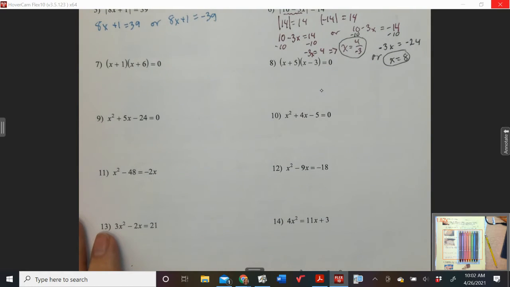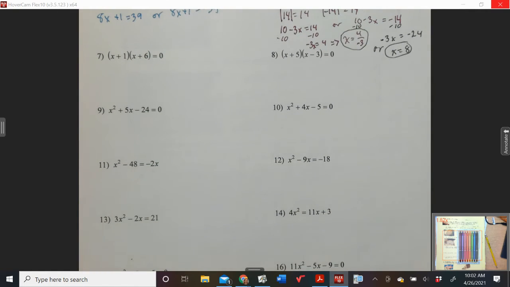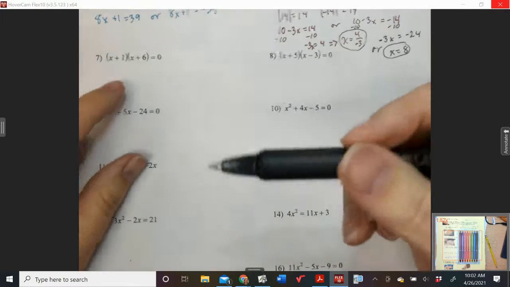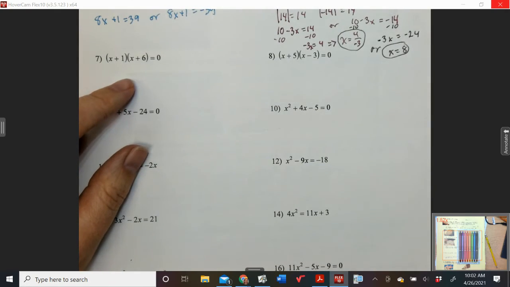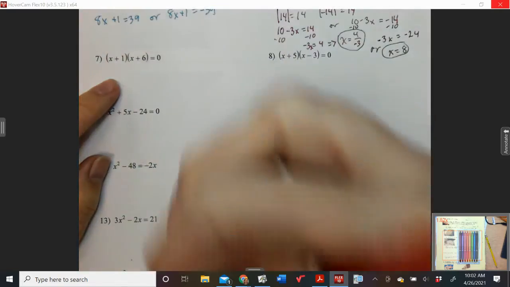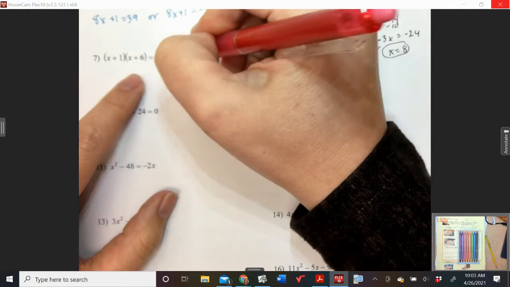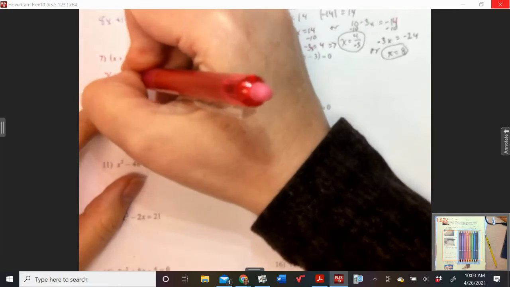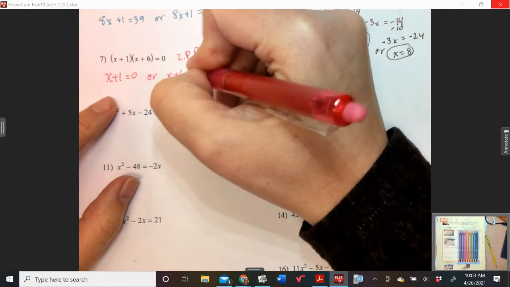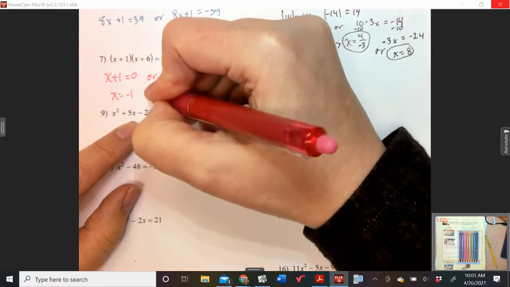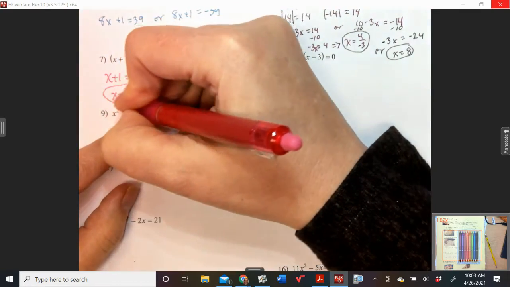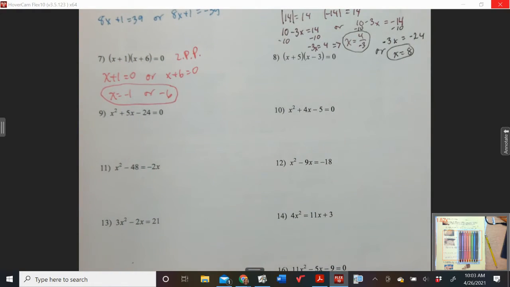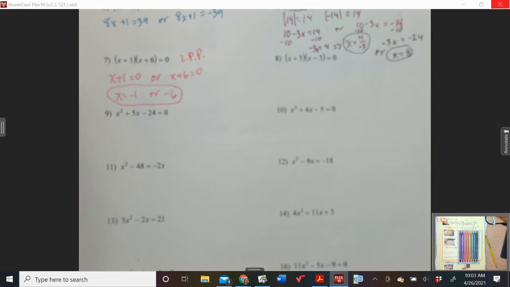So the rest of these are all quadratic, the rest of the page. Now 7 and 8 are really easy, but our brains sometimes overdo these. I'm going to go ahead and do number 7. I have two parentheses and I'm multiplying, I get 0. And the zero product property states that if I multiply two things and get 0, one of them must have been 0. So x plus 1 is 0, or x plus 6 is 0. So x is -1 or -6. That's all there is to that. Don't overthink that one. Let's jump to number 9.